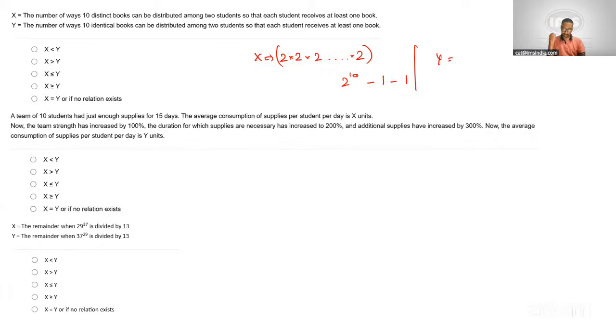Why is 10 identical books to two students? So it is either 1 plus 9 or 2 plus 8. So that's going to be hardly 9 ways. So 2 power 10 is way bigger than 9, so X is greater than Y.